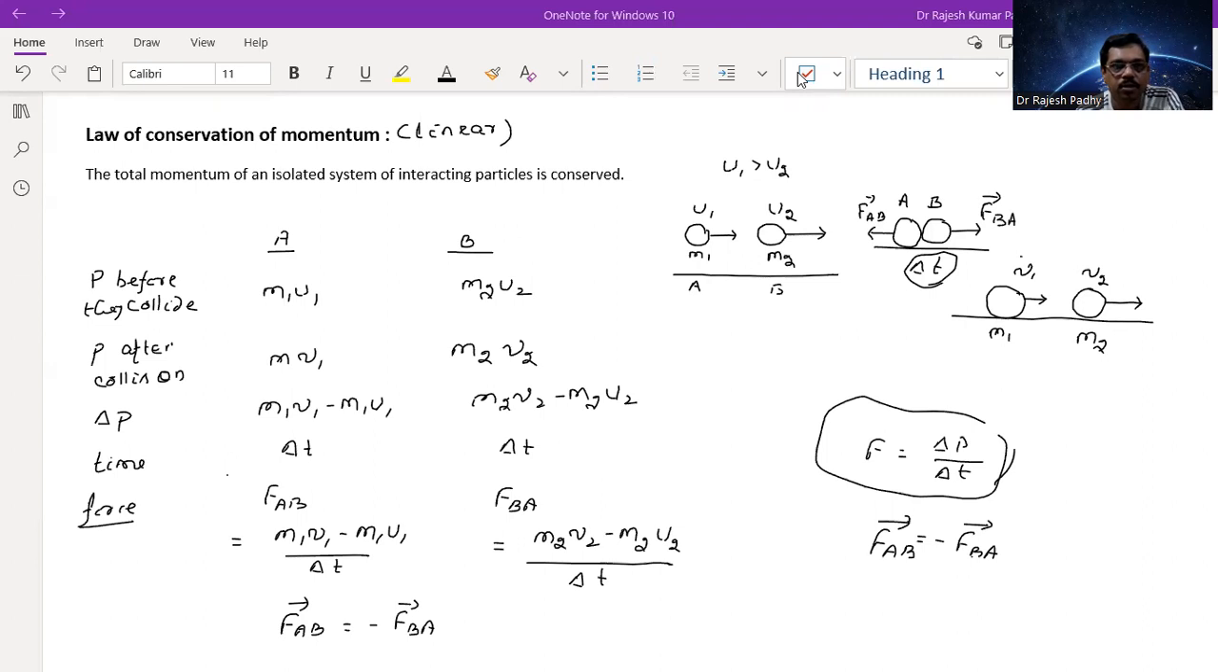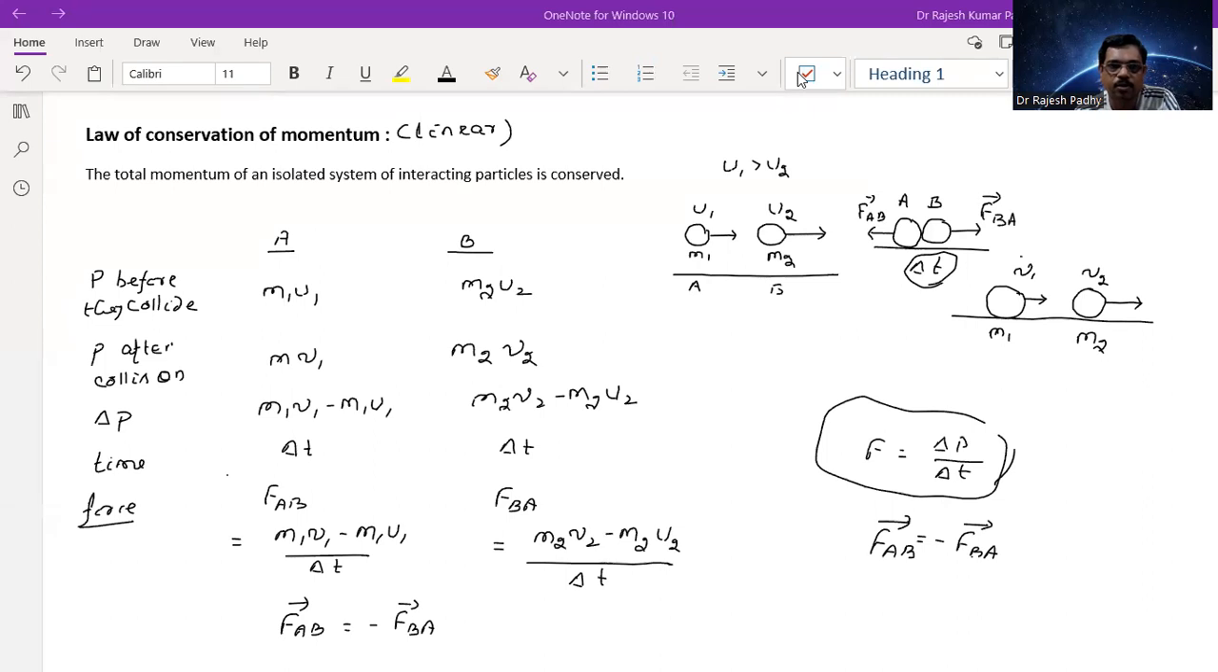We have already discussed Newton's third law. Newton's third law states that to every action there is an equal and opposite reaction. Now we are going to discuss the law of conservation of linear momentum. What is the law of conservation of linear momentum?